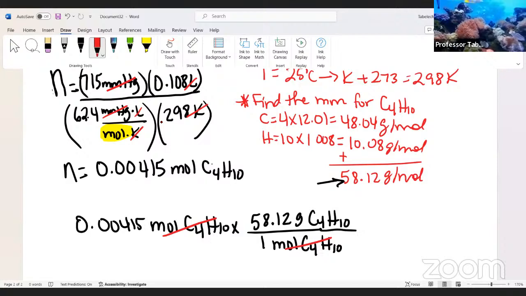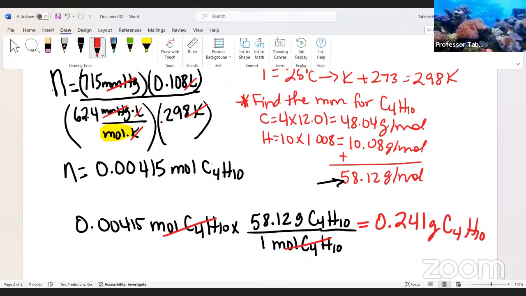So 0.00415 times 58.12. And that gives us 3 significant digits of 0.214 grams of butane. Okay, that's it. That's how you do those gas law problems.